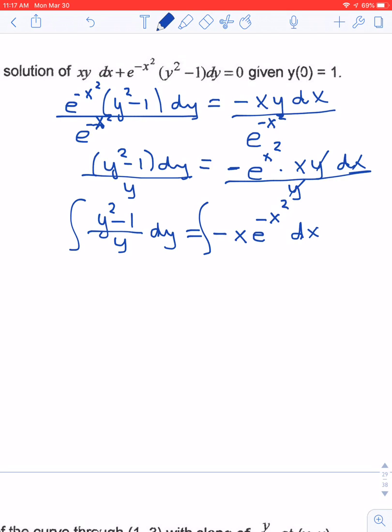Once everything's separated, we can integrate. We need to think about how we can integrate each side. Hopefully you're thinking monomial division on the left side.